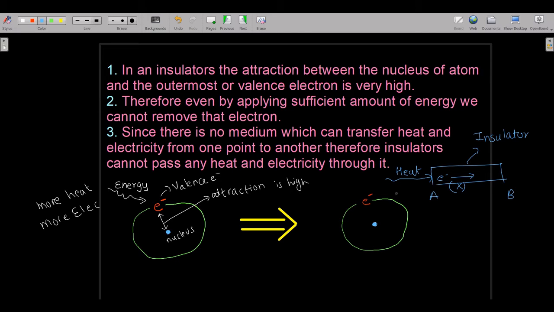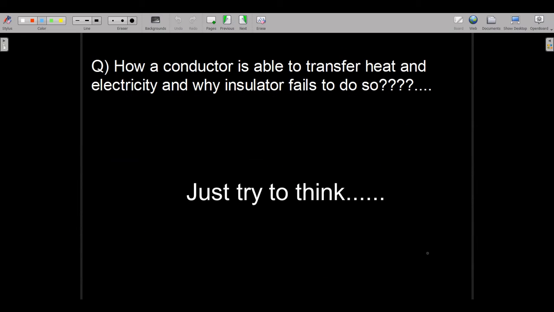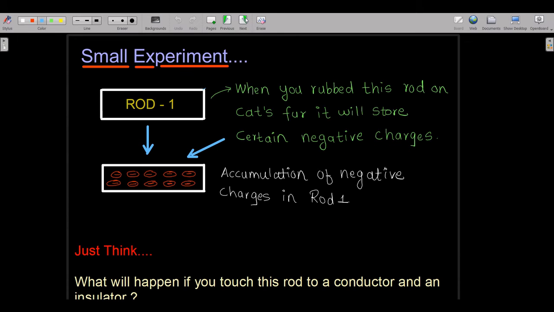So this was the basic idea. I hope you understood and got the answer to how a conductor is able to transfer heat and electricity and why an insulator fails to do so. Okay, I hope you got the answer. Now we will try to do a small experiment.